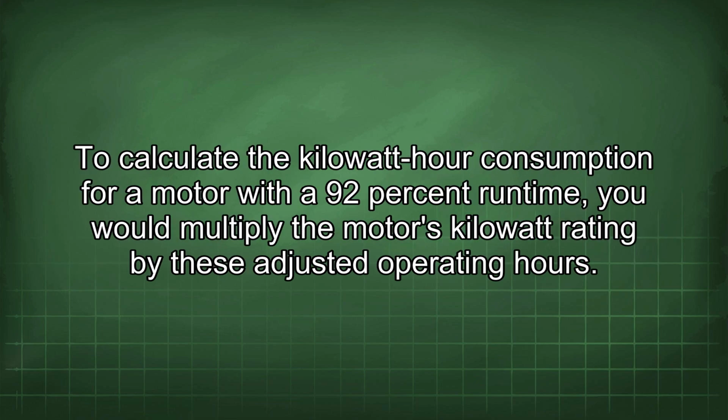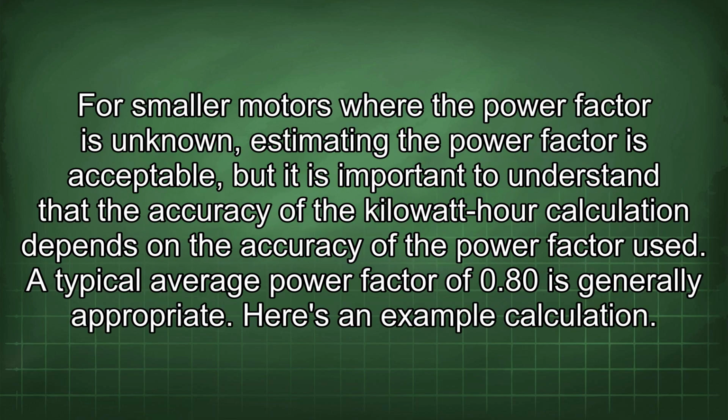To calculate the kilowatt-hour consumption for a motor with a 92% runtime, you would multiply the motor's kilowatt rating by these adjusted operating hours. For smaller motors where the power factor is unknown, estimating the power factor is acceptable, but it is important to understand that the accuracy of the kilowatt-hour calculation depends on the accuracy of the power factor used. A typical average power factor of 0.80 is generally appropriate.